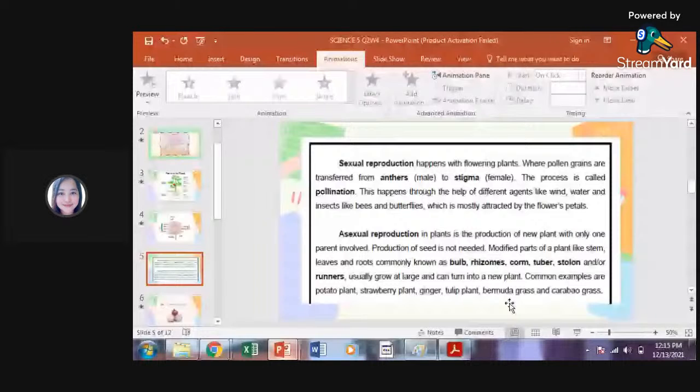The last one is the stolons or runners. They don't grow underground, but instead, they crawl along the ground. So unlike the other examples that I have mentioned, stolons or runners don't grow underground. They crawl along the ground. Just look at this. Their stem crawls. And this one is a strawberry plant. Strawberry is our favorite.